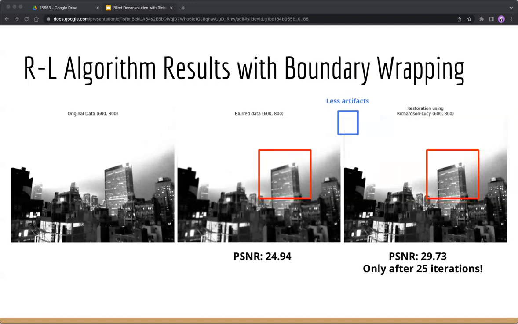To mitigate this kind of artifact, we could wrap the boundary first and then apply our RL algorithm. Then, not only do we have visually compelling result, but also a higher PSNR value because there are less artifacts on the boundaries. Besides, it only takes about 25 iterations to reach this result, which shows that the convergence of RL algorithm is quite fast.